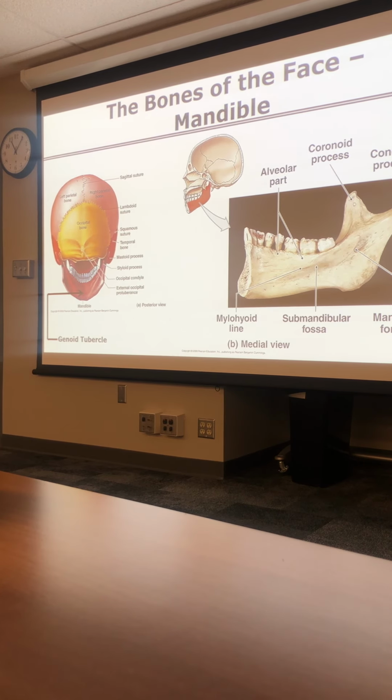What did you say genu meant? A bend. So if you heard the term genuflect, it's bending of the knee. That's where it's coming from, the same root.